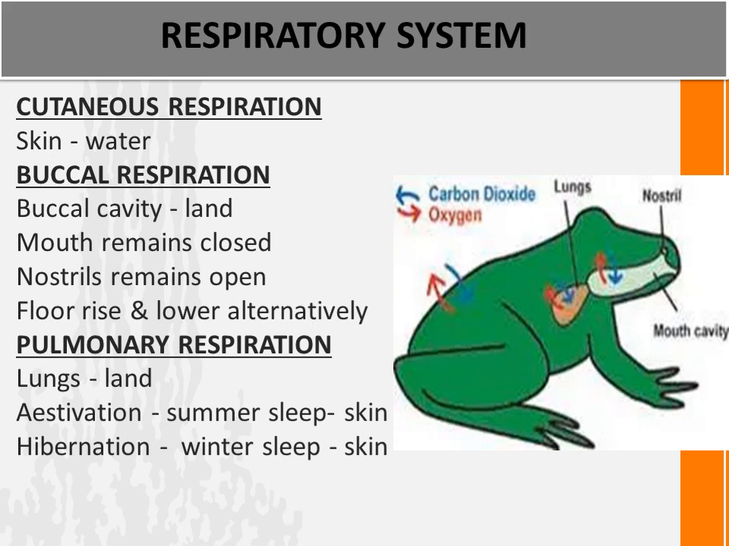The next respiration is buccal respiration. Can you watch in the figure? The first one is cutaneous respiration, we said. It uses the skin to transfer oxygen and carbon dioxide by the diffusion process. The second one is buccal respiration. It takes place in the buccal cavity. As we said already, the mouth leads into the buccal cavity. This respiration takes place when the frog is on the land.